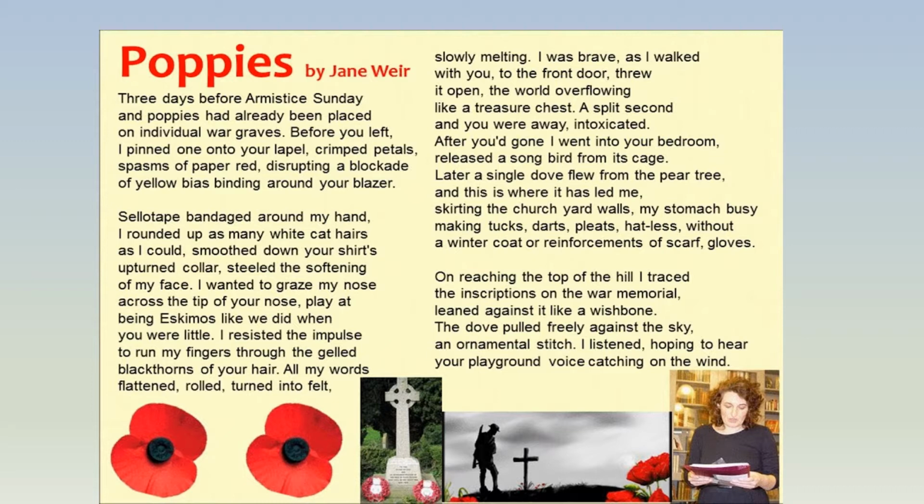At the end of stanza 2 and into stanza 3, we've got that enjambment where we start to hear perhaps how the woman's voice and the woman's emotions are blending and melting away. She describes her words as flattened, rolled, turned into felt and slowly melting. Jane Weir herself was a textile designer as well as a poet, and this part of the poem shows how that natural imagery represents her feelings of being unable to do anything.